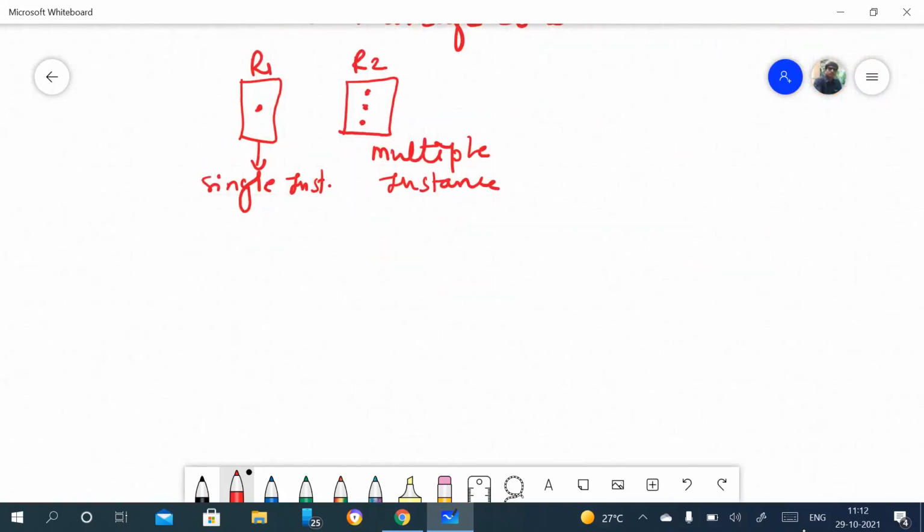If every resource has a single instance, for this we'll use the wait-for graph. These algorithms we can use. And if multiple instances are there for the processes, then we can use Banker's algorithm, right? So these are the two algorithms we can use.